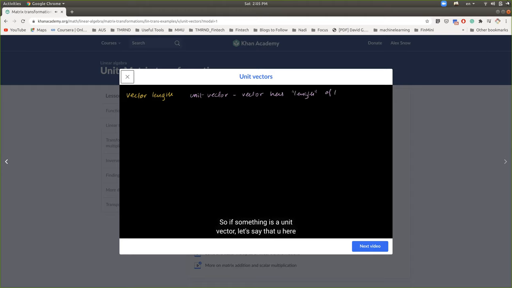So if something is a unit vector, let's say that u right here is a unit vector, and it's a member of Rn. Then that means that if we have u looks like this, has n components, u2 all the way to un. We know what the length of this is, right? The definition of the length. We know that the length of u, sometimes called the norm of u, is just equal to the square root of the squared sums of all of its components. And if you think about it, this is just an extension of the Pythagorean theorem to some degree. And so it's u1 squared plus u2 squared all the way to un squared, and it's the square root of that.